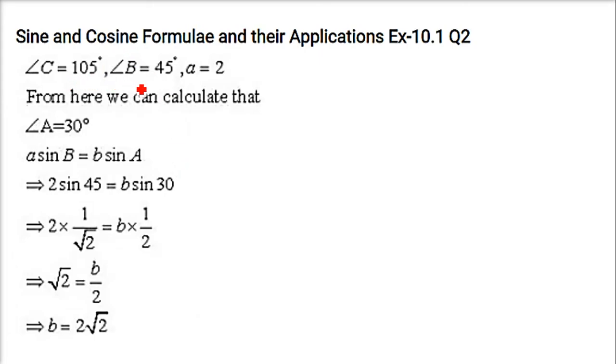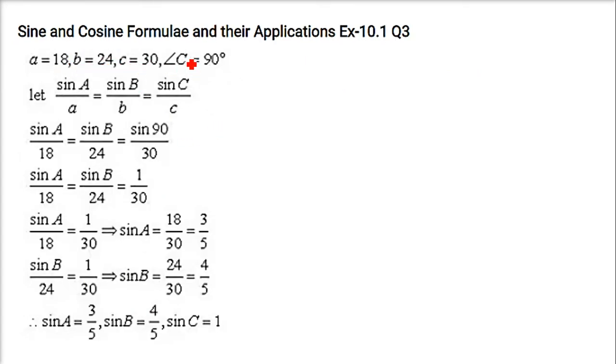Here angle C is given, angle B is given and A is given. So we have to find out b. So we know that if C is 105, B is 45 degree. So A plus B plus C is 180 degree. So what will be the angle A here? A will be 180 minus 105 minus 45, and that is going to be 30 degree. And by sine rule we know that a by sine A equal to b by sine B, so we can use this one. Sine B, B we know, and now sine A also we know. So in order to find out b, just put the value, b will be 2 root 2.